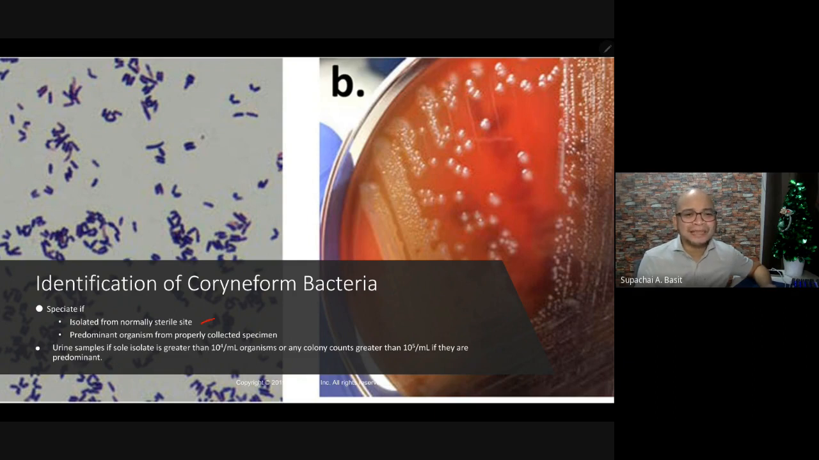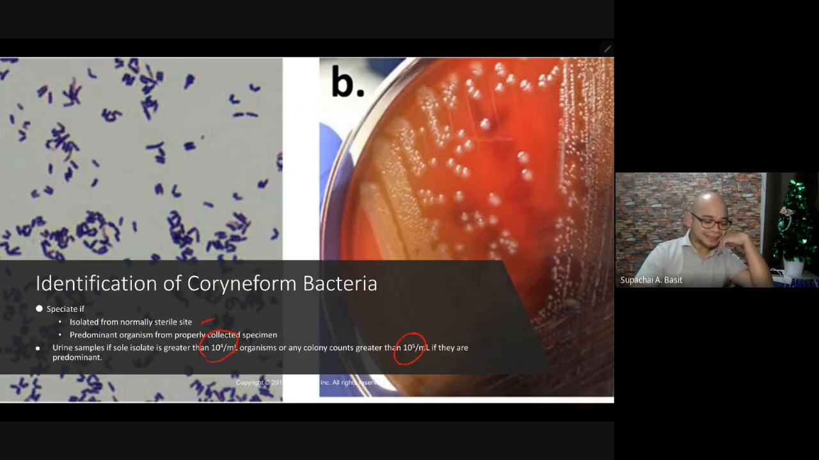So what is a normally sterile site? Our bladder is supposed to be sterile. Our blood is supposed to be sterile. So for a urine sample, if the isolate is greater than 10 to the 4 per mL of organisms and not greater than 10 to the 5 if they are predominant, we have to speciate. Meaning, when you say speciate, we have to identify up to the species level.